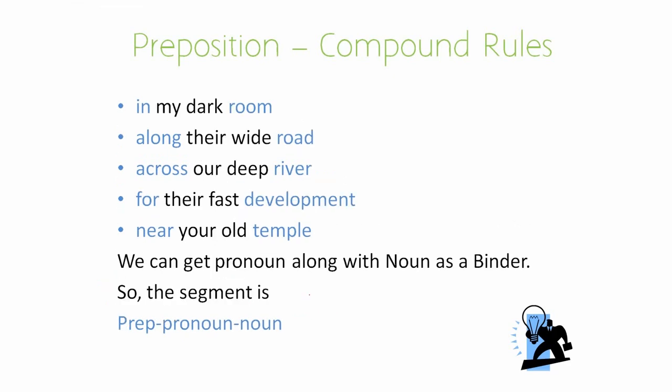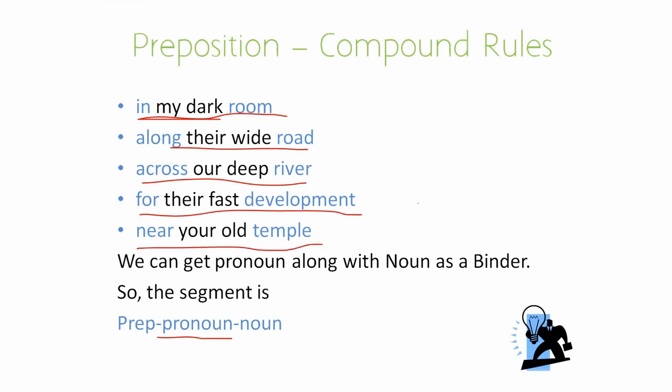Okay, good. So if you see, let me do it with pronouns now. Like I said before, in my dark room, along their wide road, across our deep river, for the fast development, near your old temple. What I'm trying to do is very simple again, just preposition and noun, but yes, I got a pronoun binder for the noun this time. Okay, these are further examples. You may write these examples in your notes, and I want you to write this in your segments rules page.